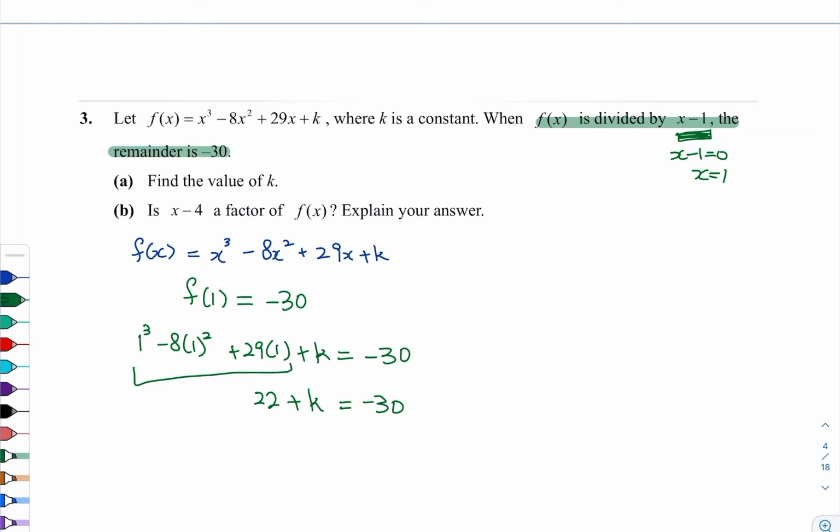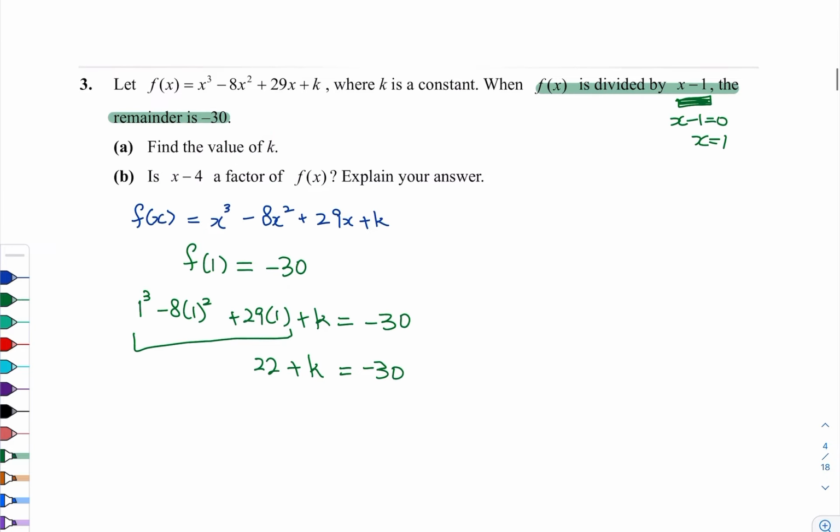And then I just need to find out k, right? Even if the question doesn't ask you to find k, make sure you find it, or else they won't have that unknown in the question. They will indirectly ask you. They don't directly write find this, find that, but you're supposed to find everything. So this 22 here is positive. If you move it to the other side, it will be negative. So k is negative 52. Now k is done. How about the b part?